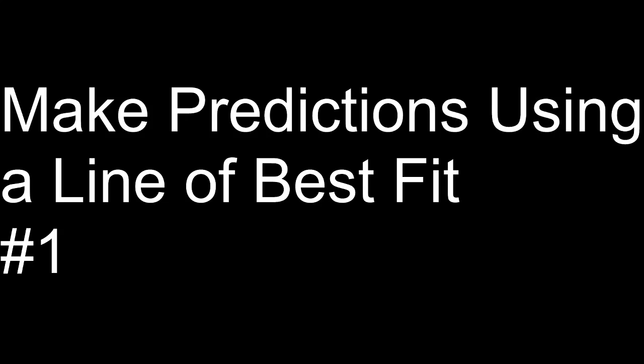This video is on the objective, make predictions using a line of best fit. So we've seen how to find the best fit line for a scatter plot, or the regression equation, or least squares line, however you want to call it. Now we're going to use that line to help us make predictions about possible future data.